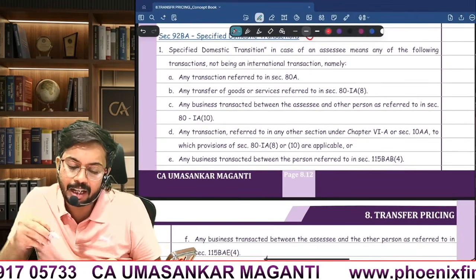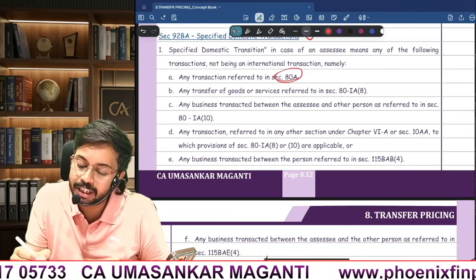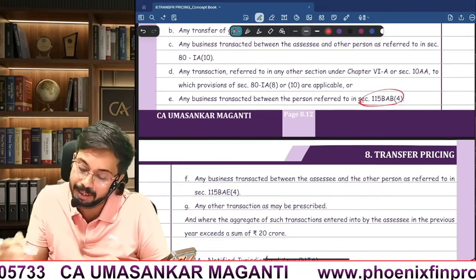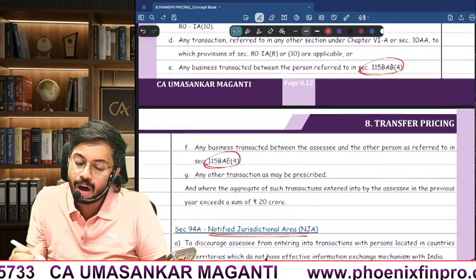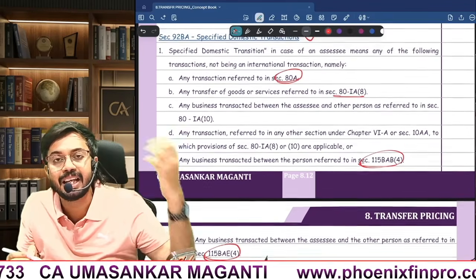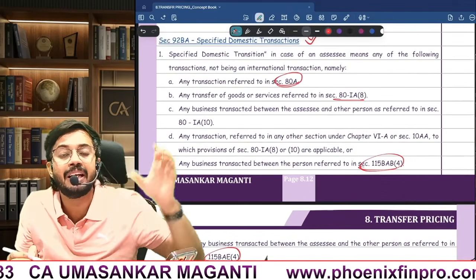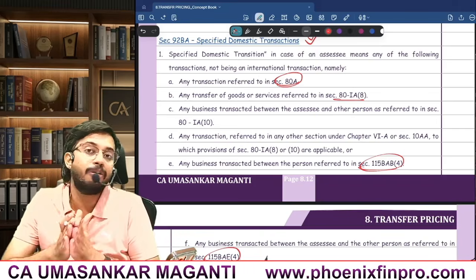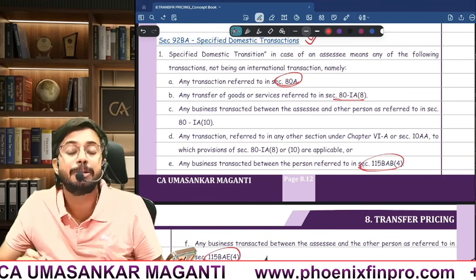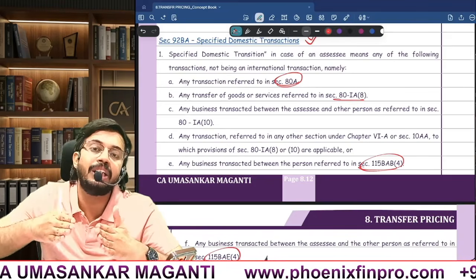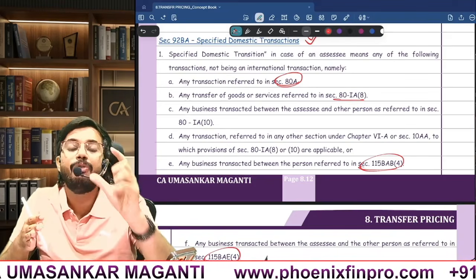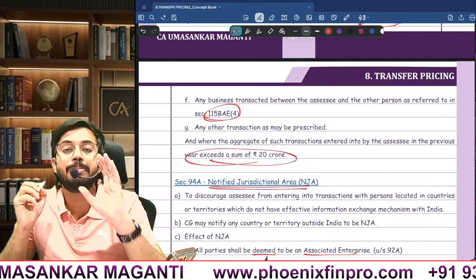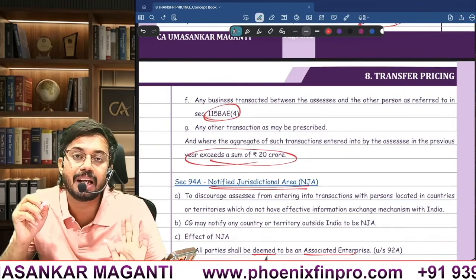You can see any transaction referred in section 80A, section 80IA, or referred in 115BAB, manufacturing companies, and 115BAE, all. So whenever you do transaction with SEZ, and whenever you do transaction with a company which is related and it is paying tax at concessional tax rate of 15%, 22%, even those transactions will also be treated as specified domestic transactions. And for specified domestic transactions, transfer pricing provisions are applicable only if aggregate value of specified domestic transactions are more than 20 crores. Then only transfer pricing provisions are applicable. Otherwise, transfer pricing provisions are not applicable.